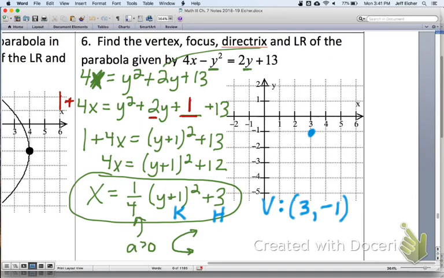Next, the focus is going to be inside the parabola. So it's going to be to the right, if you see that down there. It's going to be to the right of the vertex. So remember our formula, 1 over 4a, where a is a fourth. So that would be 1 over 1. So the focus is 1 unit to the right. And that means the directrix is 1 unit to the left. And the directrix is an equation of a line.